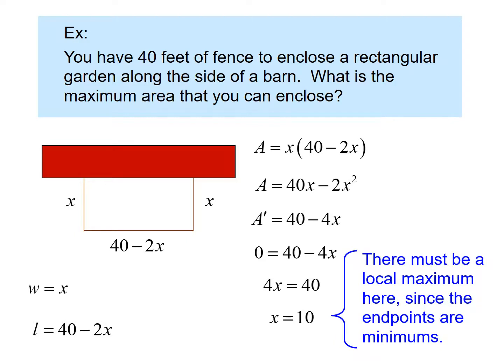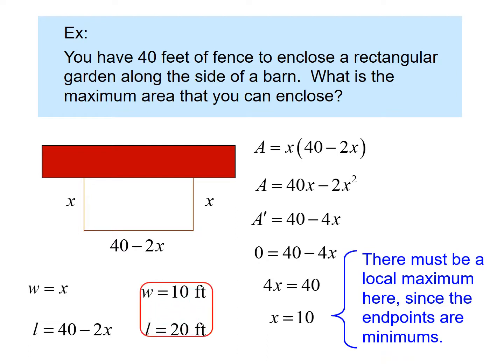So this is going to be a local maximum because at the extreme, either x could be 0 or x could be 20, in which case we'd have an area of 0. Now, if you're unsure about that line of reasoning, you could just make a number line and confirm that that is in fact where the maximum is going to be.